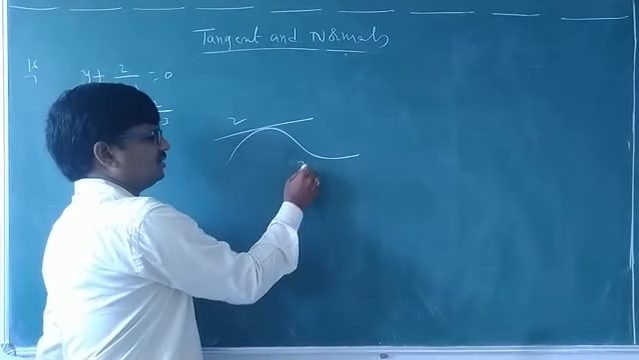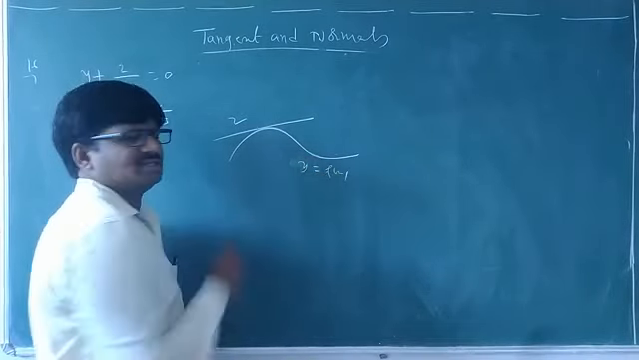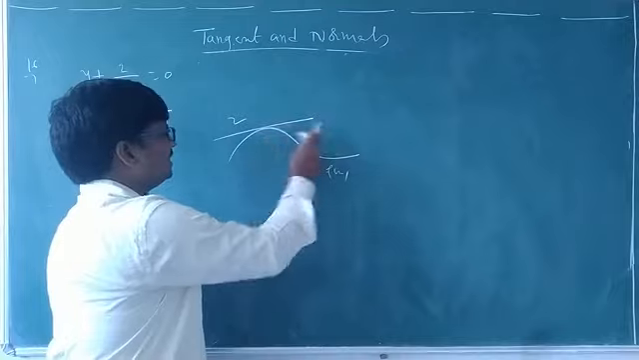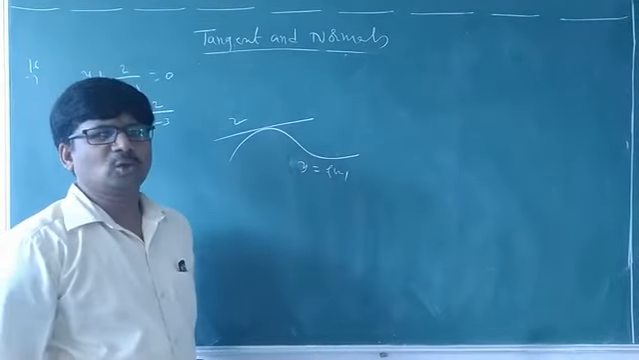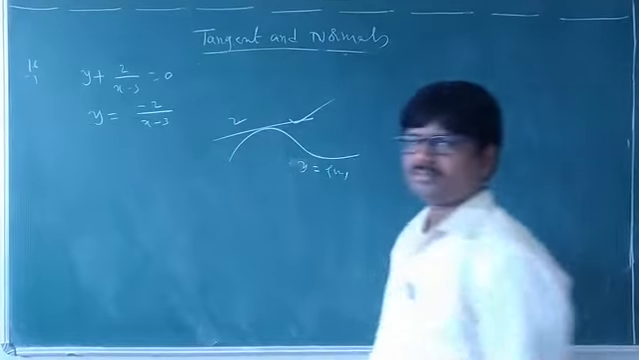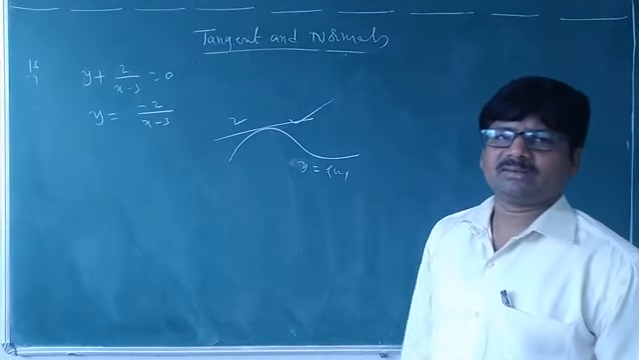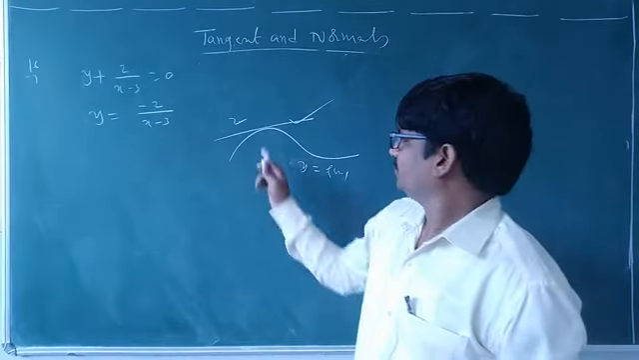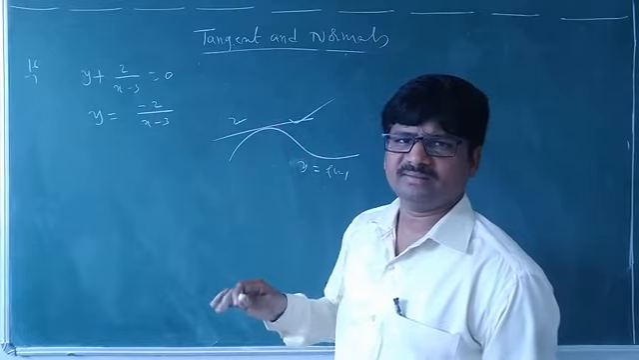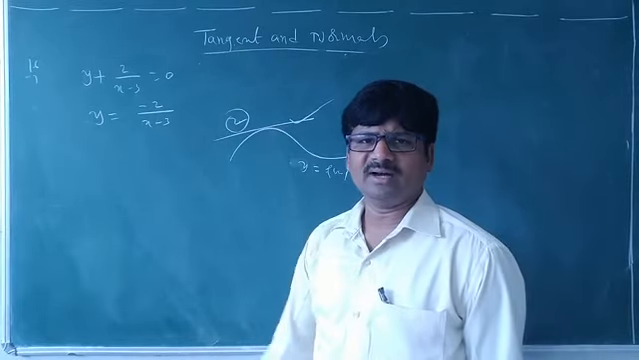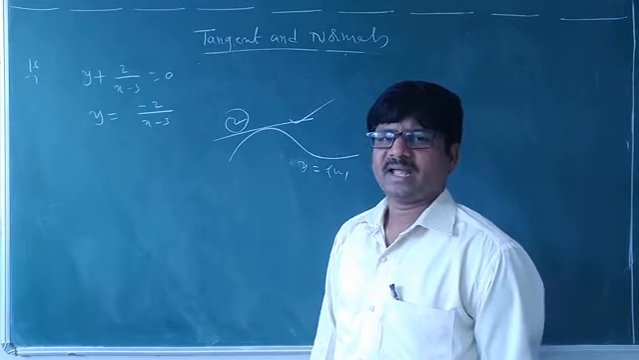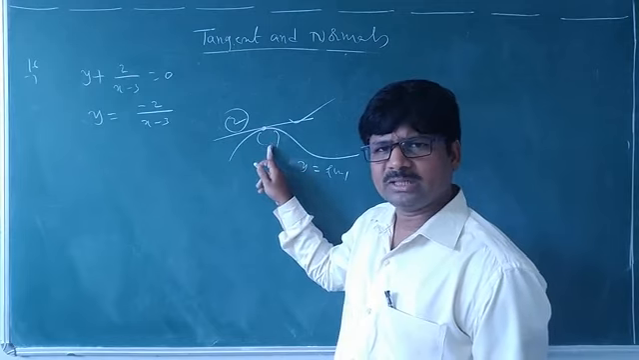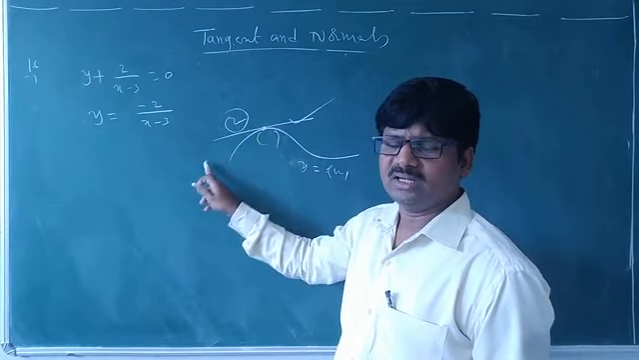Y is equal to f of x, right? The line is a tangent to this curve with slope 2. Then find this line equation. It is nothing but the tangent line equation we have to find. What values are required? The slope is there, and the point you also have to find. If you have this point and slope, can you find this line equation or not?